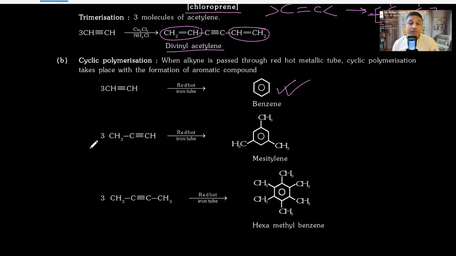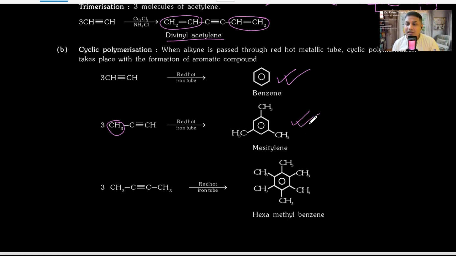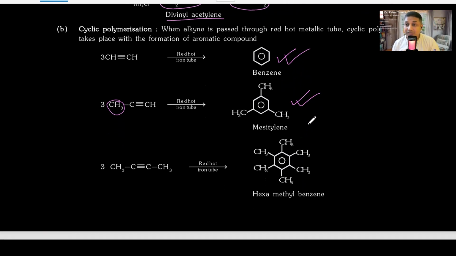3 moles of, if you take propyne, what will it form? This CH3 will remain out of the ring, and these 6 carbons, 2 from each molecule, will participate to form a benzene ring, which is known as mesitylene. Remember, we saw this in our aromatic compounds list. Good.